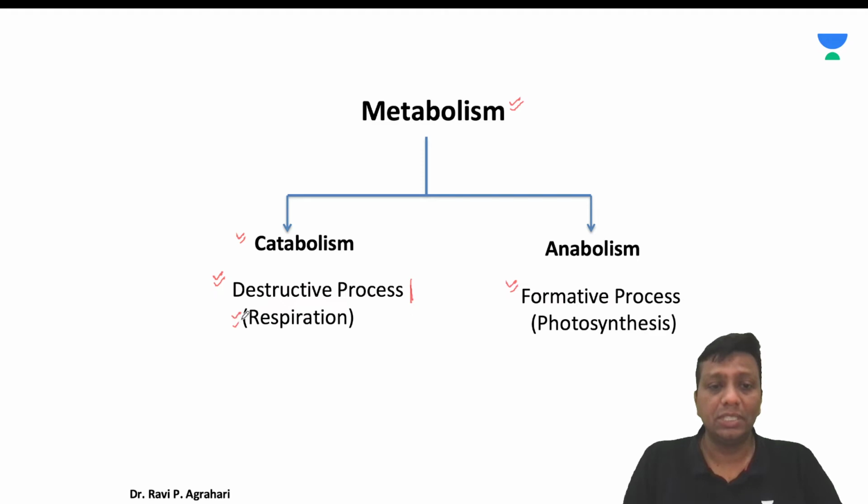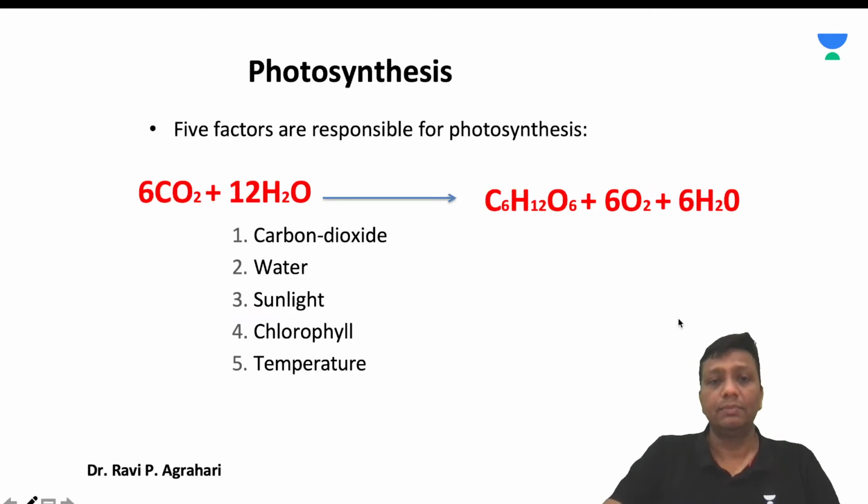Catabolism is a destructive process, like respiration, where the food is going to dissociate. Respiration is a process where the food dissociates in the presence of oxygen for energy generation. And anabolism is a formative process. Here, in photosynthesis, what happens guys? Food is synthesized in the presence of sunlight.